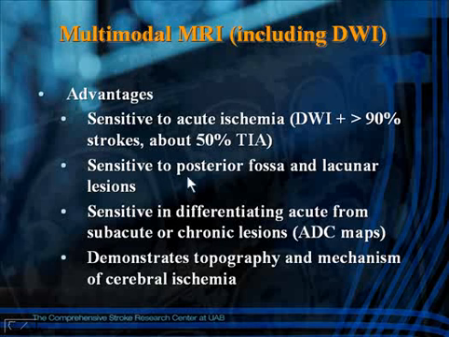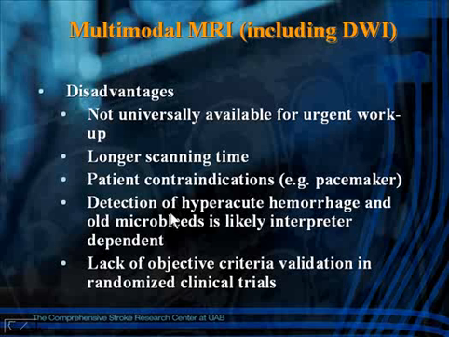MRI is also sensitive to posterior fossa and lacunar lesions. It is helpful to differentiate acute from subacute or chronic lesions through ADC maps, FLAIR, and other sequences. It demonstrates topography and mechanism of cerebral ischemia, providing a wealth of information about what kind of damage you will be dealing with in any particular patient.